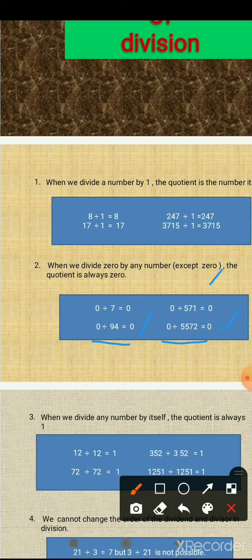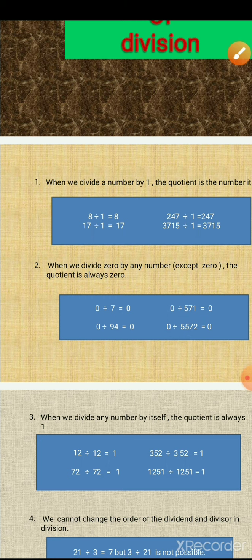From these examples, you understood that when we divide 0 by any number except 0, meaning the divisor must not be 0, it must be greater than 0, then the quotient is always 0. That is our second property of division.